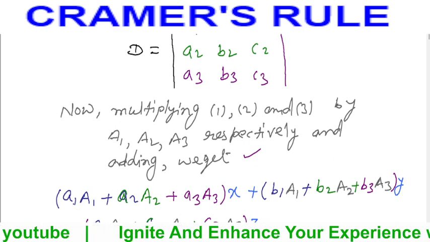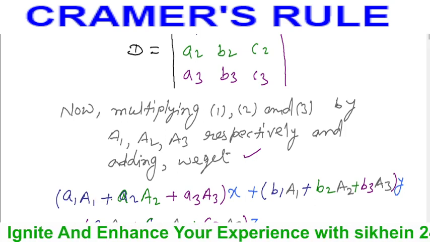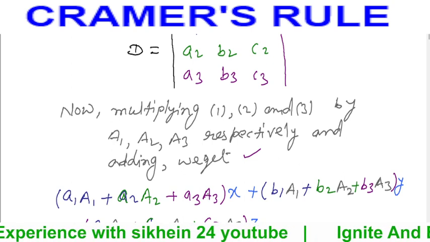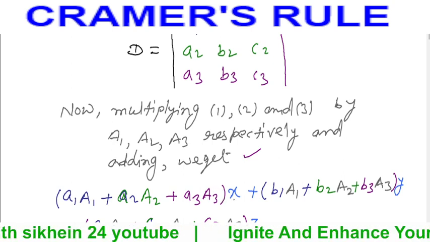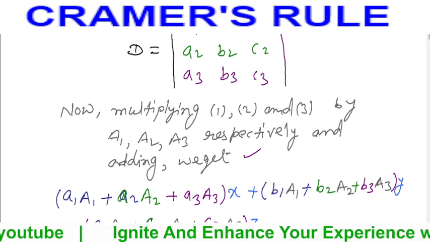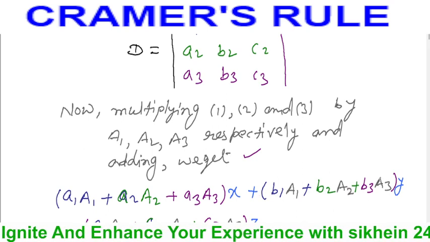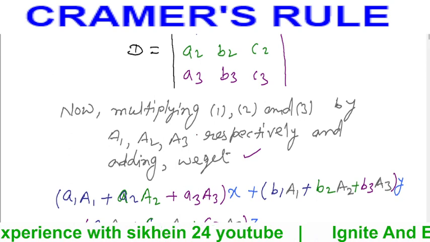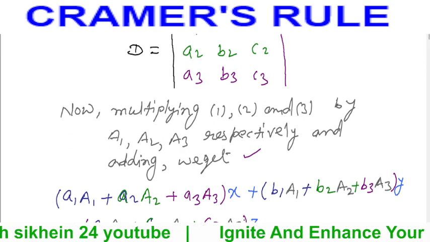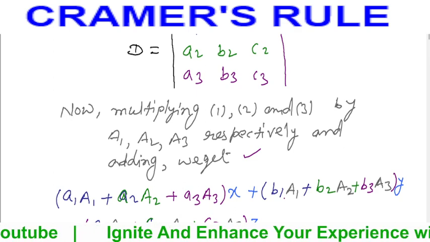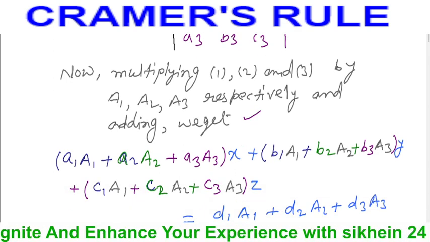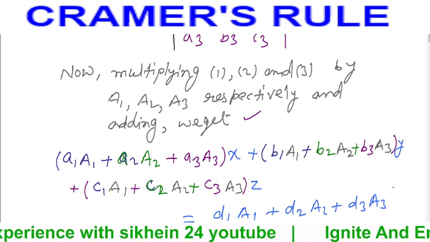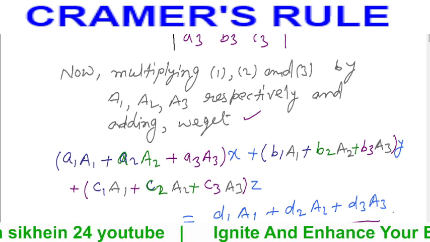In brackets, small a1 into capital A1 plus small a2 into capital A2 plus small a3 into capital A3, bracket close, and we write x here, plus b1 A1 plus b2 A2 plus b3 A3, bracket close, y, plus c1 A1 plus c2 A2 plus c3 A3, bracket close, we write z, equal to d1 A1 plus d2 A2 plus d3 A3 written here. Right?